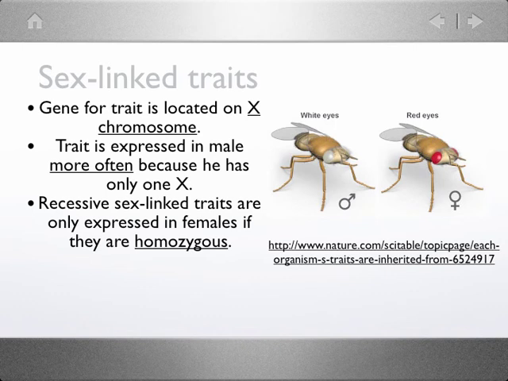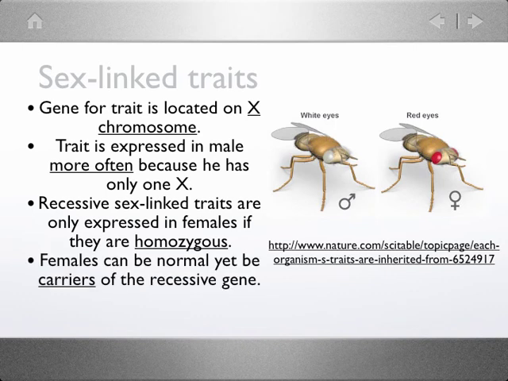So it can happen in females, but the chance of the female getting it from two parents is just less likely. And females can be normal, yet be carriers of the recessive gene. And so I want you to write down for carrier, kind of off to the side here, heterozygous individual. And so white eyes is actually a sex-linked trait in Drosophila flies. So is hemophilia. Color blindness.